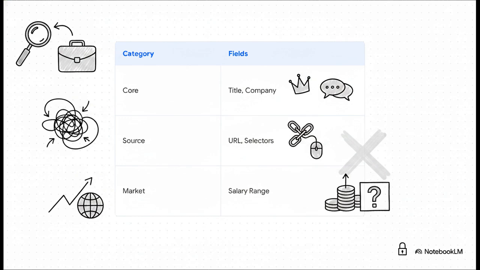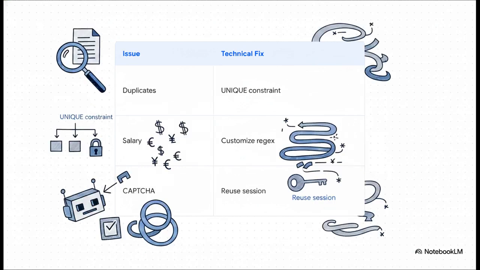And remember, if a field, let's say a salary range, is missing, make that visible. Never, ever invent or obscure data just to hide a gap. Now, you are inevitably going to hit some technical snags. Duplicates? They can be caught using URL-based unique constraints in your database, which automatically block identical entries.